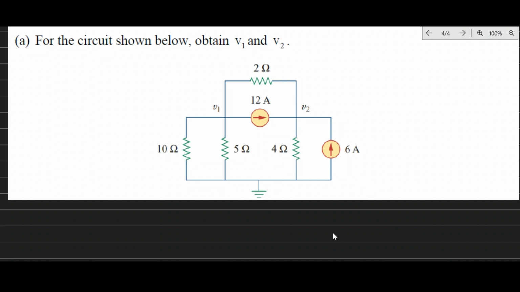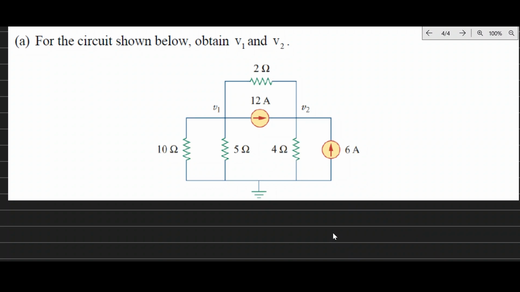Without wasting much of your time, let us get started. Here's the question. The question reads: for the circuit shown below, obtain V1 and V2. The question just ends like that. They haven't told us to use a particular method. So this question is open. You can apply any method that you think is going to work here and is the best. Please don't feel shy. Just apply that method.